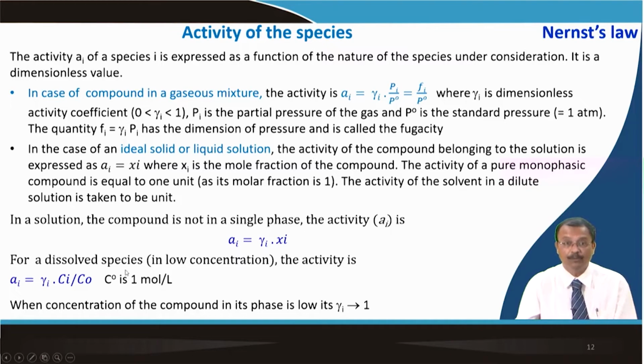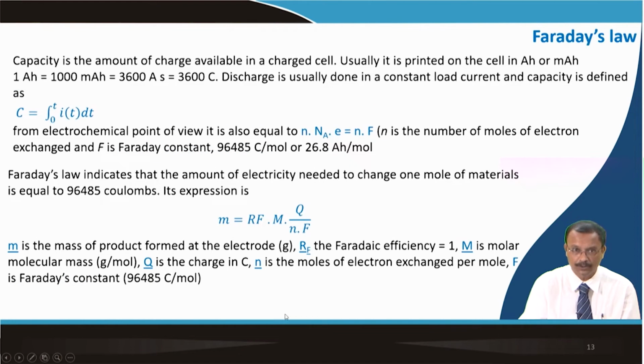In a solution where the compound is not in a single phase, the term gamma will have to be included, and this lies between 0 and 1. So, for a dissolved species in very low concentration, the activity is gamma i, where gamma tends to 1. So, almost it is 1. It is basically the concentration of that species with respect to C0, which is 1 mole per liter, and accordingly you can just exchange the activity with the concentration for a very dilute solution.